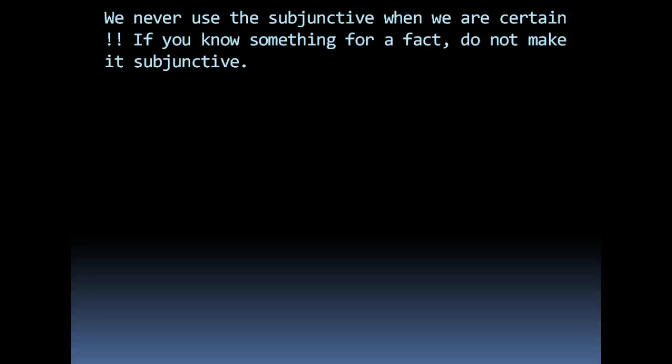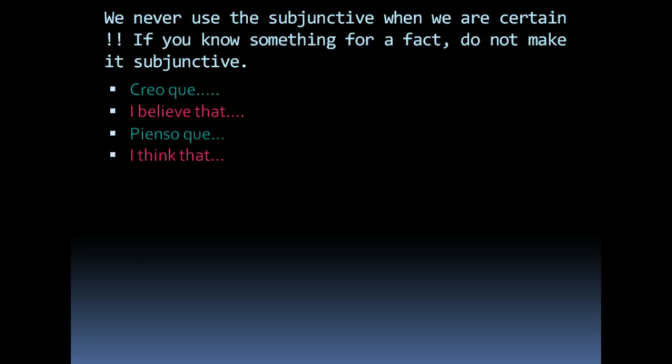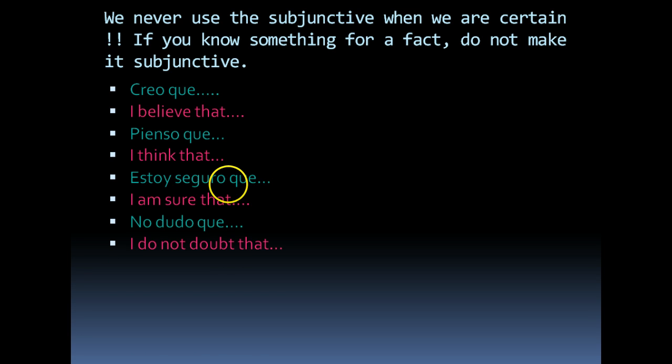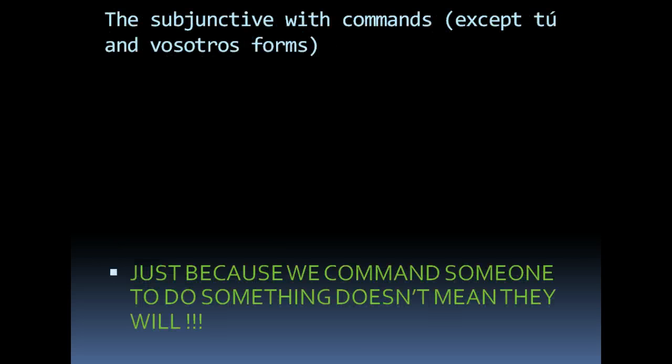We never use the subjunctive when we are certain. If you know something for a fact, do not make it subjunctive. These should trigger you to use the indicative. Creo que, I believe that. Pienso que, I think that. Estoy seguro que, I am sure that. No dudo que, I do not doubt that. These are concrete things. They're facts. Indicative, not subjunctive.